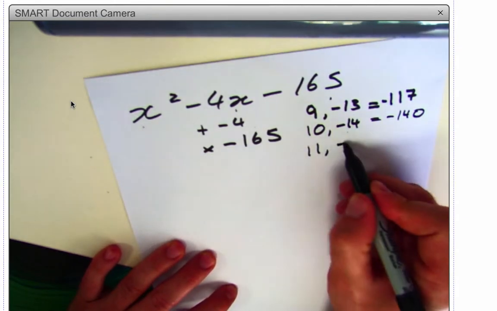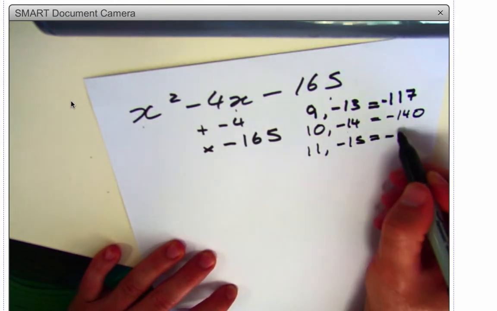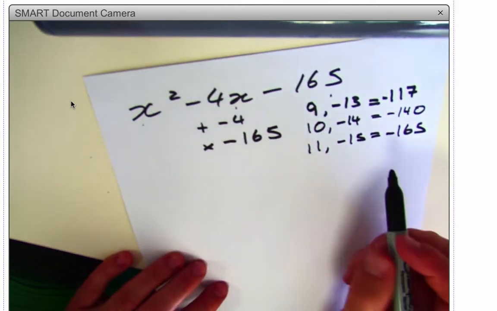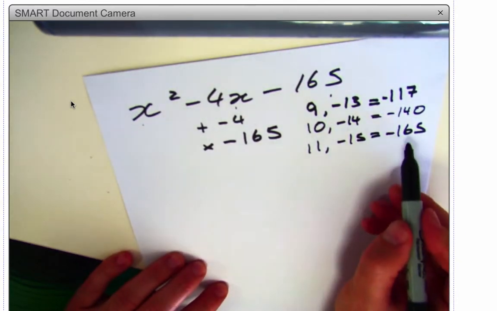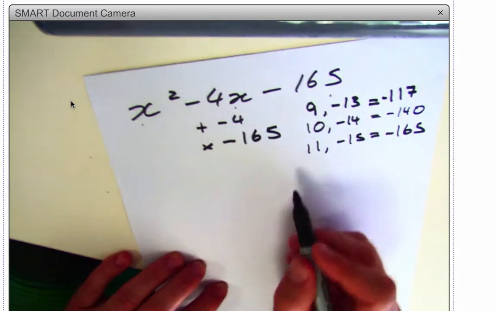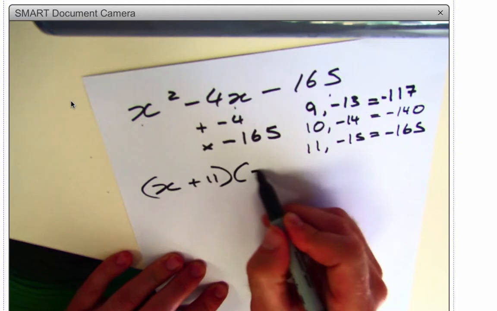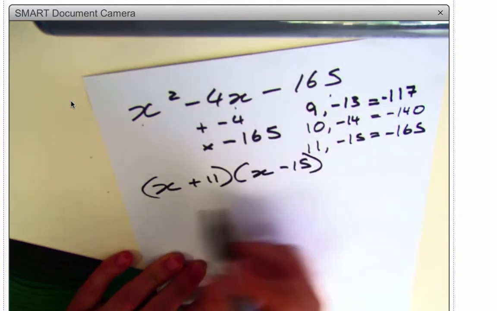Okay, 11, -15, that's -165. Check it on your calculator if you don't believe me. And we are there. So we're timesing to -165, adding to -4, and we're good to go. So it's x plus 11, x minus 15. Good one to practice, guys.